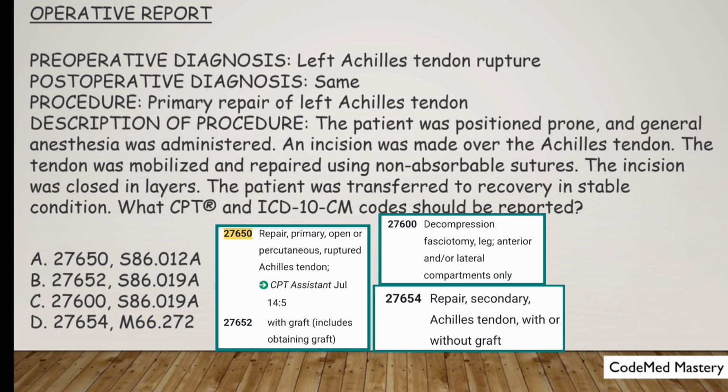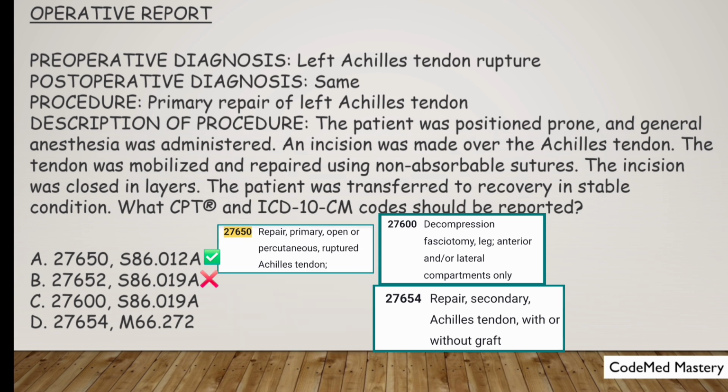In the procedure they have given primary repair of left Achilles tendon. So it is primary repair of left Achilles tendon. Therefore, the appropriate code will be 27650. 27652 is wrong because that is for with graft. In the question and also in the description of the procedure, they have not mentioned with graft.